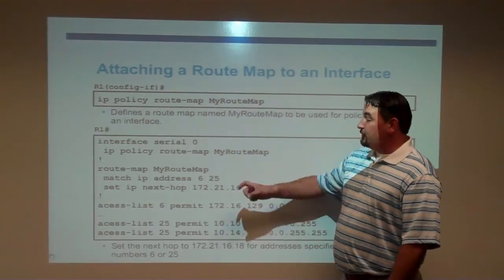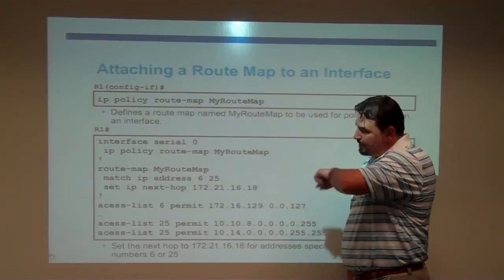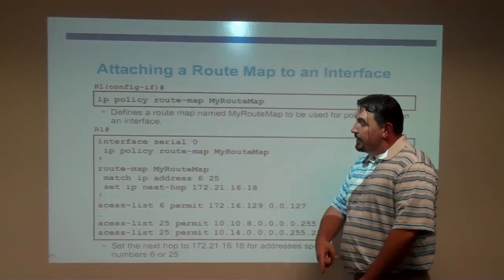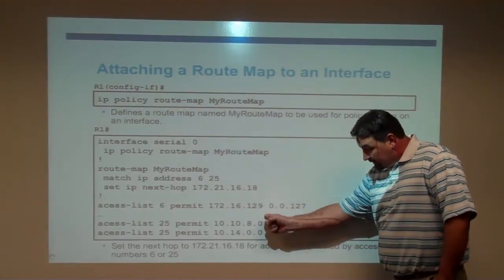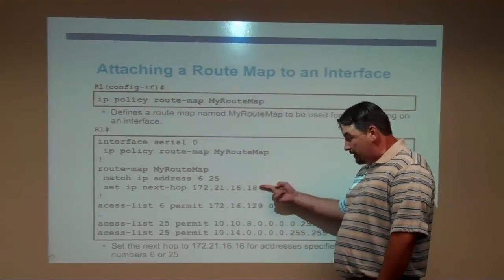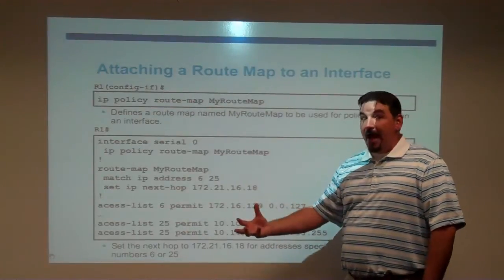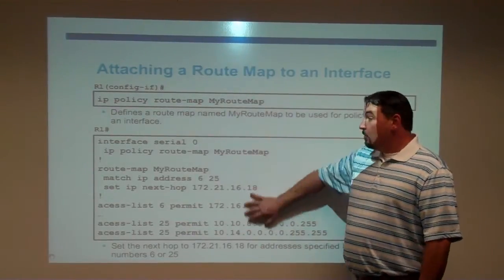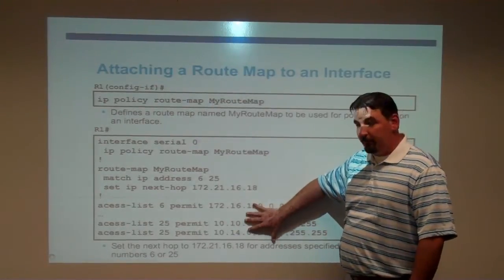Okay? I eventually apply that route map on my interface serial 0 in this case. So they say ip policy route-map, my route map. So any traffic that comes in on interface serial 0 that has one of these source IP addresses within here will go to this as the next hop IP, regardless of what the best route in the routing table actually is. Okay? We're going to do policy-based routing before we ever get into a routing protocol.